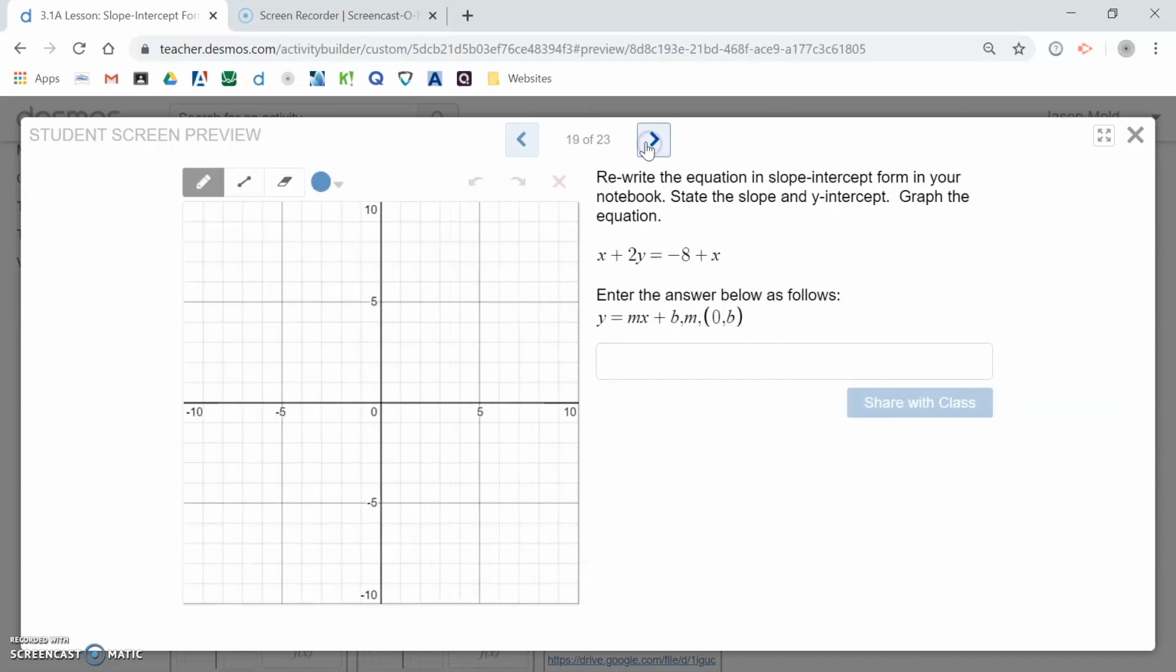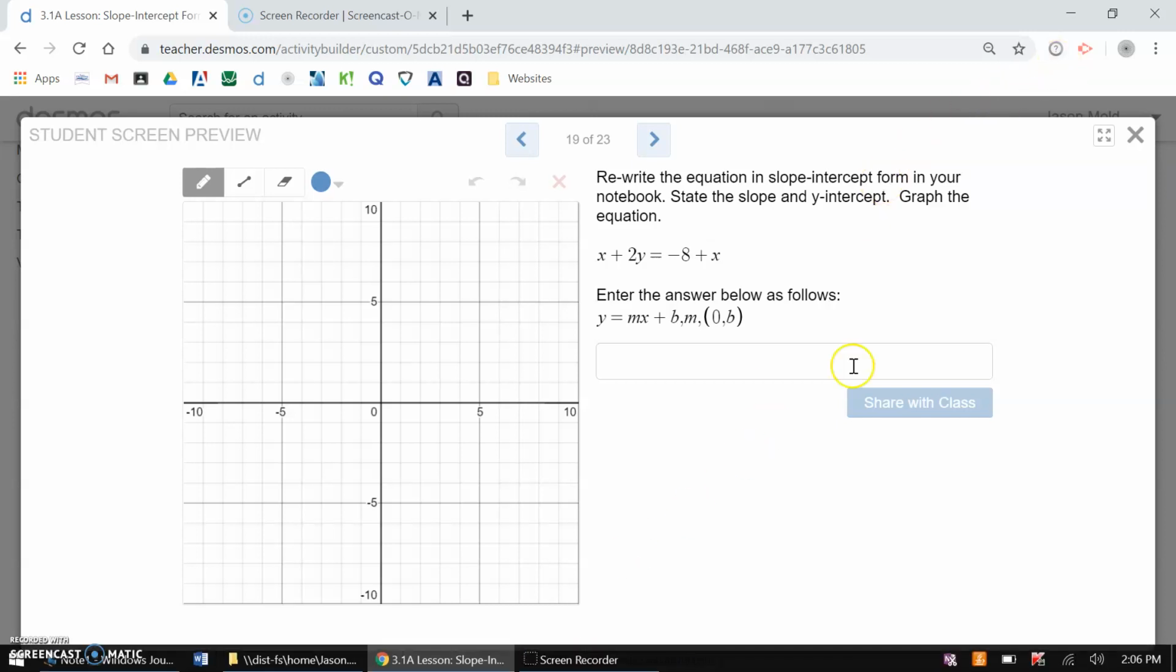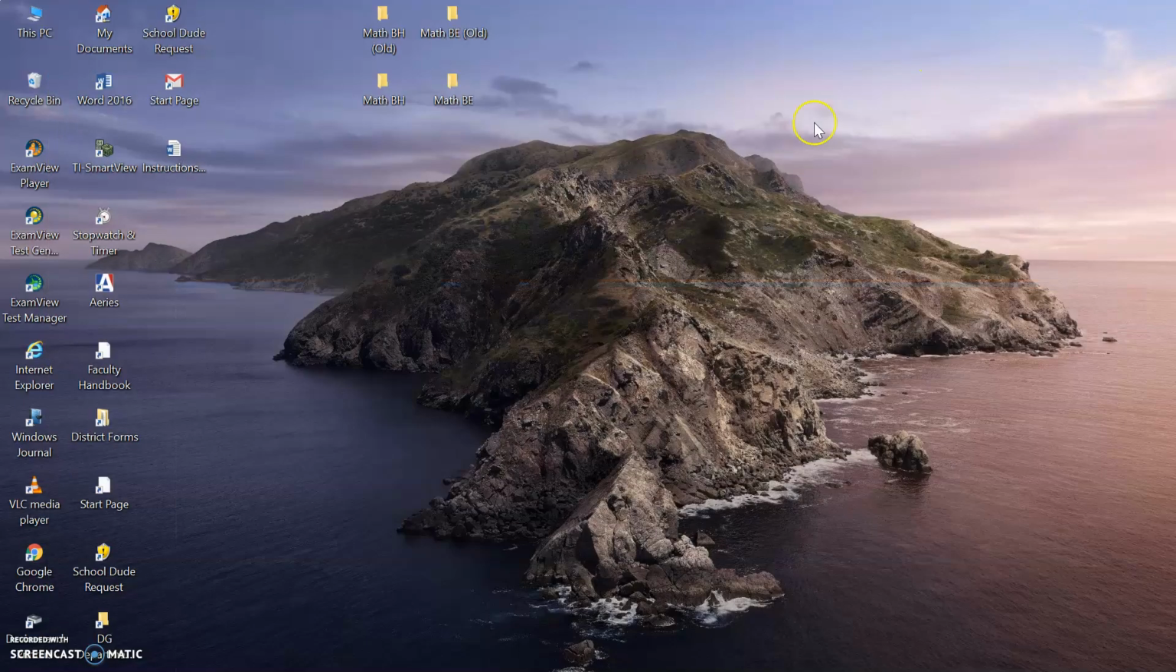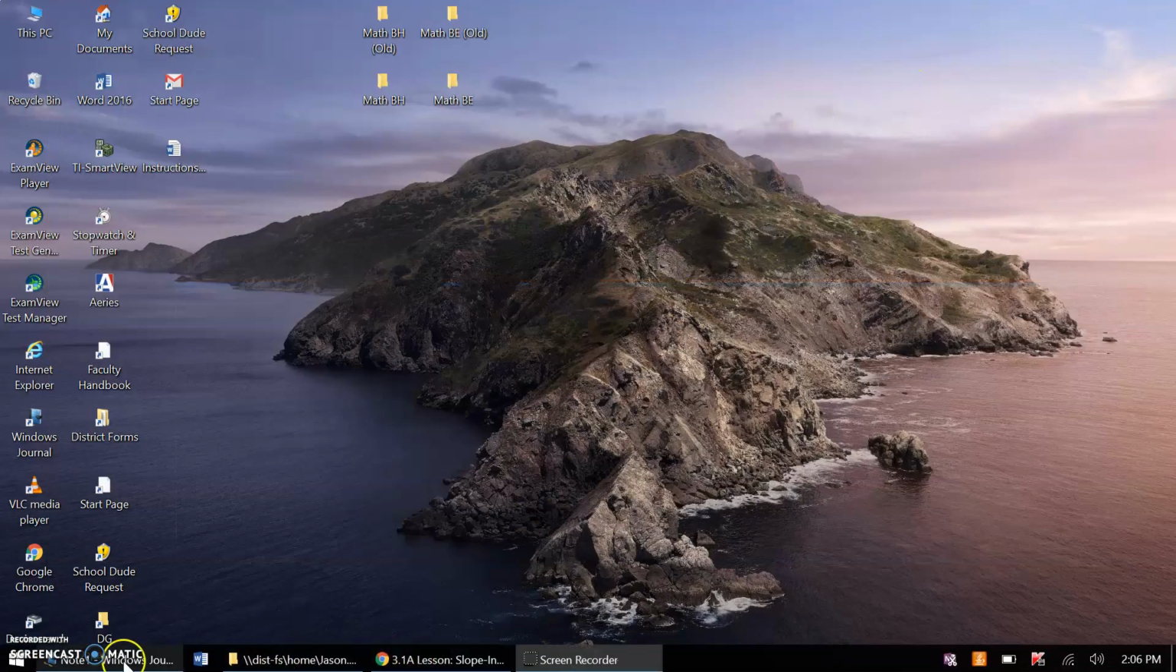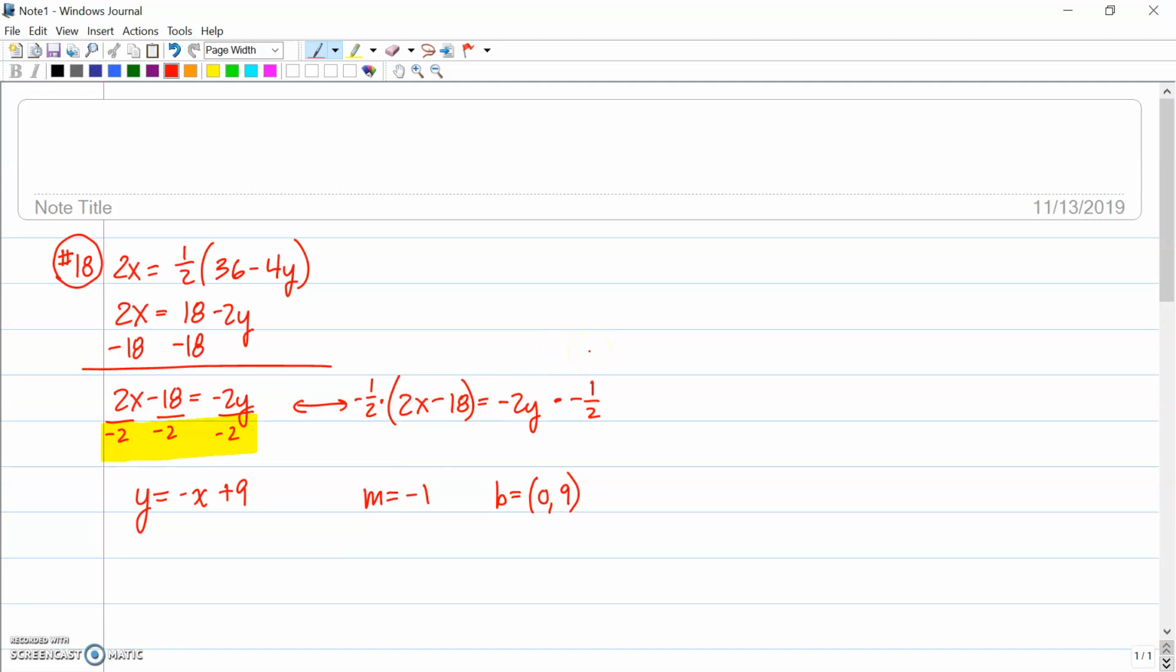We're also going to look at 19, which has the equation x plus 2y equals negative 8 plus x. Well, let's try this one. We're going to do the same thing, and I chose each one of these for a reason. Slide 19 looks almost the same. In fact, it almost looks easier than the last one, but it has something that we maybe have not seen too often.